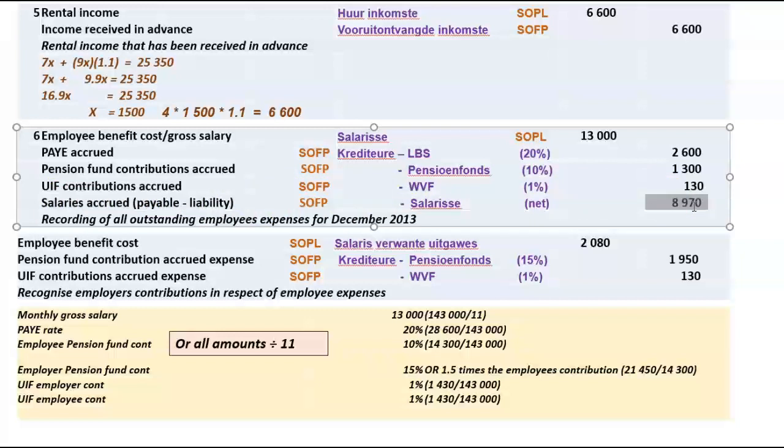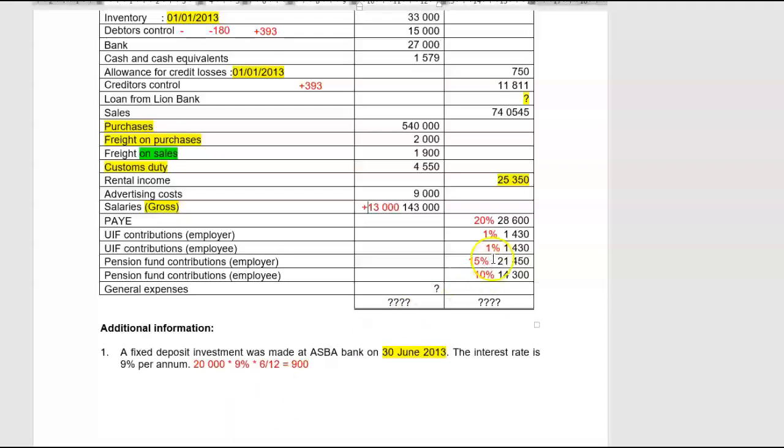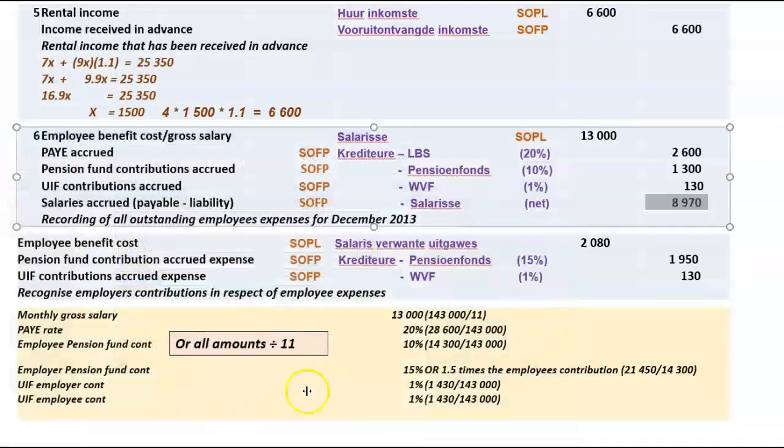Then the employer contributions. We said that the employer contributes 15% to the pension fund. So it's 15% of 13,000 rand, and that would have been a total of 1,950. And then he also contributes 1% to the UIF, which is 130 rand, so we would have credited our UIF creditor 130 rand.